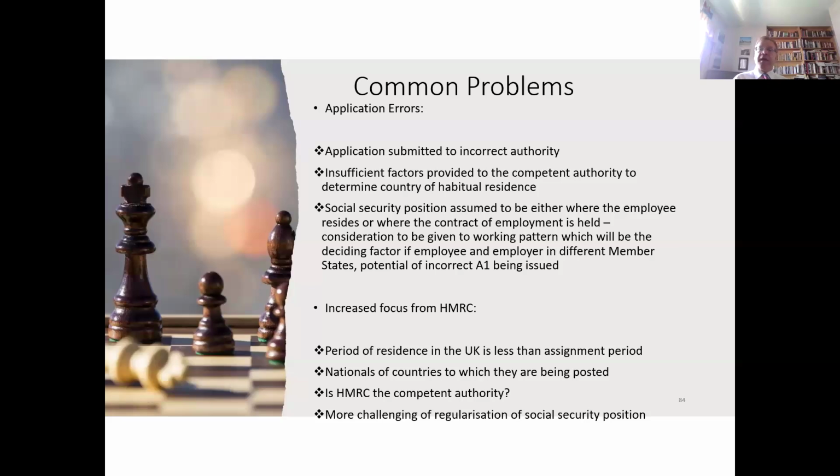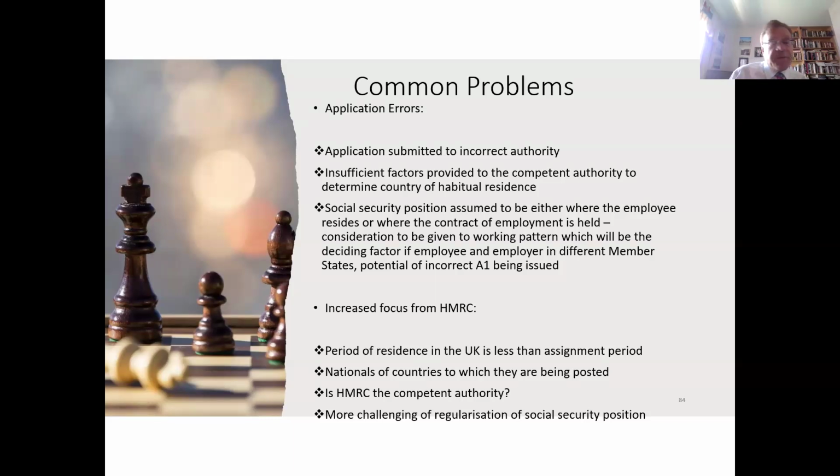Insufficient factors provided to the tax authorities to determine the country of habitual residence. And Social Security position assumed to be either where the employee resides or where the contract of employment is held. But you do need to consider the actual working pattern of what they're doing.